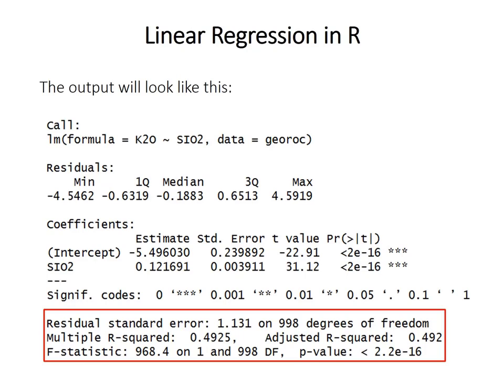The F statistic in the bottom line tests the significance of the overall model against a model that just uses a straight line at the intercept. Again, this is more relevant for multiple regression. In the case of single regression here, the p-value for that will be the same as the p-value for the regression coefficient itself.